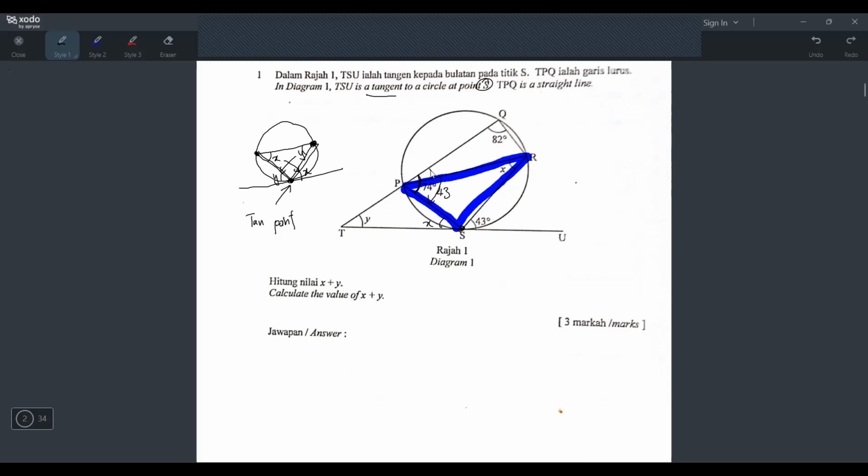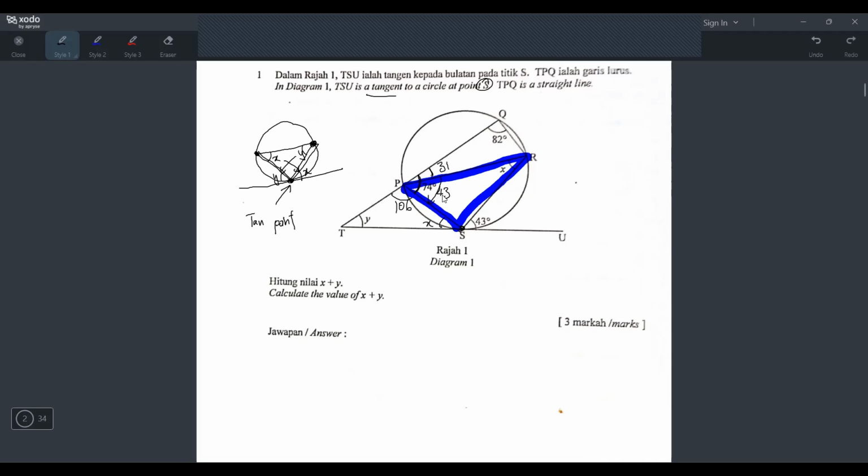So can I find the small part here? Yes, we can just take 74 minus 43, right? We don't care whether it's useful or not. We just find everything we can. Okay. 74 minus 43 is 31, right? And then what else we can do? Do you remember I mentioned earlier you can find here, right? How to find here? 180 minus 74. Okay, we just find it. We don't care, whatever yang kita nampak boleh cari, we just find it. Okay, this is 106.